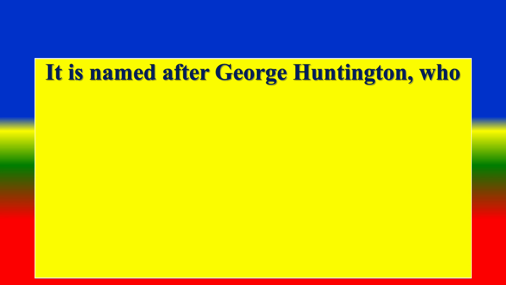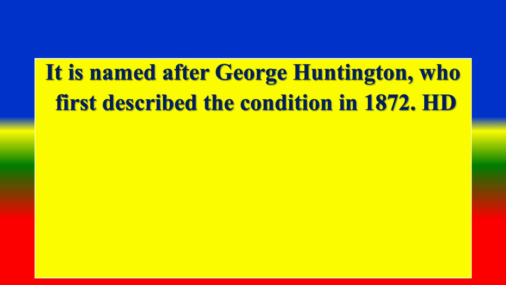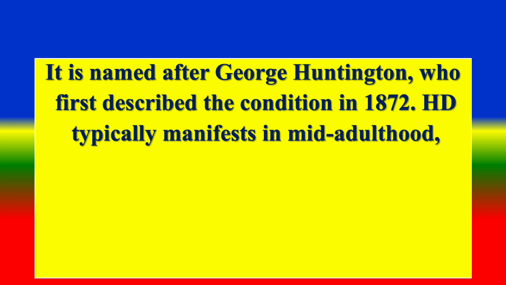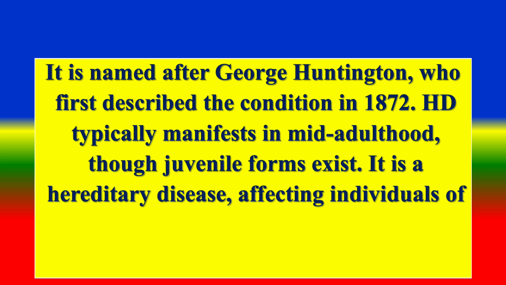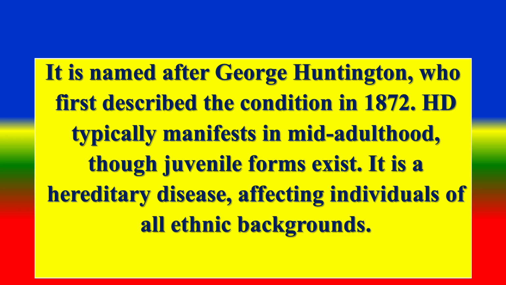It is named after George Huntington, who first described the condition in 1872. HD typically manifests in mid-adulthood, though juvenile forms exist. It is a hereditary disease affecting individuals of all ethnic backgrounds.